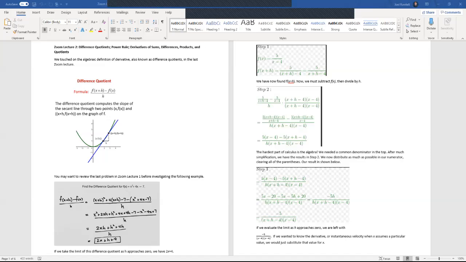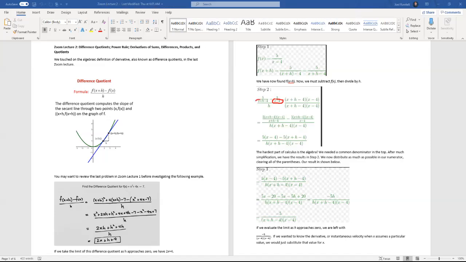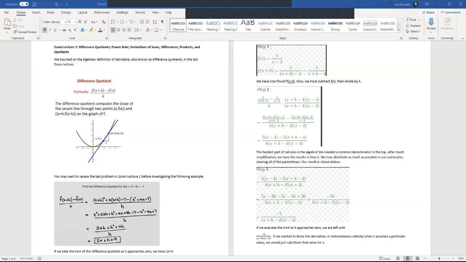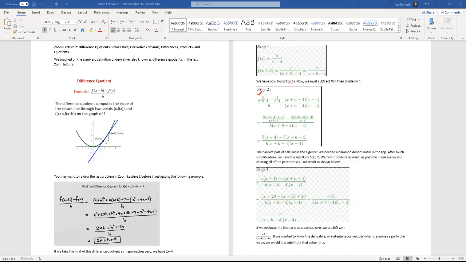So what do you do when you have two denominators that are not alike? Well, if you're trying to add or subtract two fractions with unlike denominators, you have to get a common denominator. So what they chose to do here is multiply each of these terms by x plus h minus 4 times x minus 4, which happens to be the denominators.